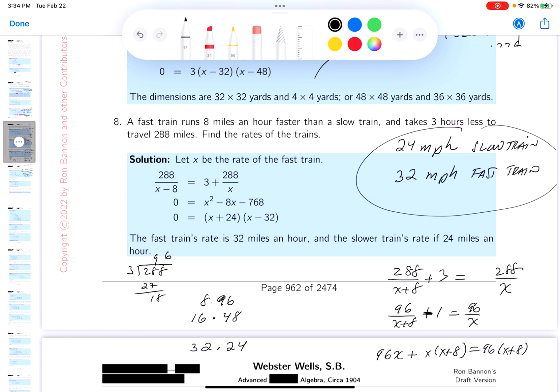Things really haven't changed much, by the way. I kid you not. Trains are still really slow, at least in the United States they are. And 32 and 24. I live in the New York metro area, and going 32 miles per hour would be considered a fast train in this area. We're done, and the answers are listed for us. Okay? Thank you.